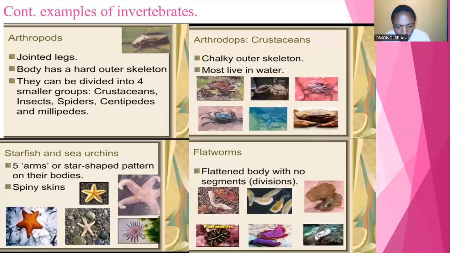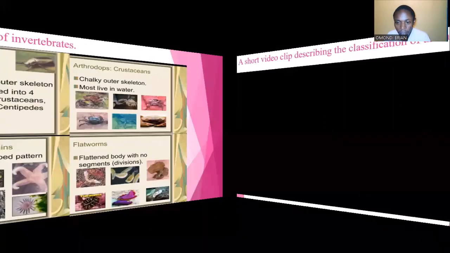We have starfish and sea urchins. The starfish and sea urchins are also invertebrates. They have 5 arms or star-shaped patterns on their bodies, and they have spiny skins, meaning spiny like a thorn. They are commonly found in big water bodies like oceans and seas, and you can also find them in rivers. We have also flatworms. They have a flattened body with no segments. Okay, we can see the examples of flatworms.